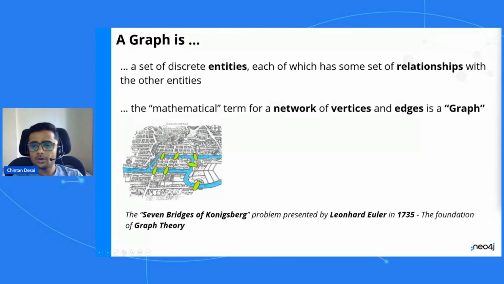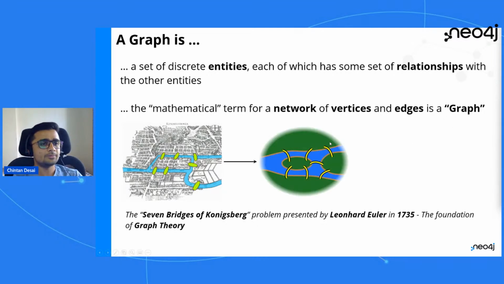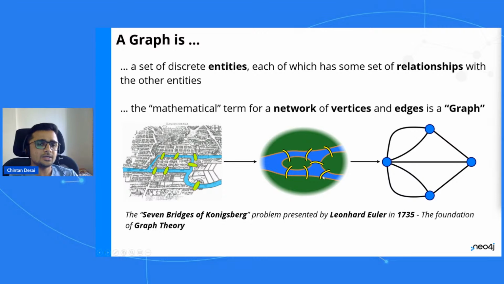The problem was, is there any possible route through which we can cross every bridge at least once and only once? You start from here, you cross all the bridges only once, and then you complete your journey. To represent this problem, a mathematician called Leonhard Euler used graph theory. He represented the problem like this: these are the two land masses, and these are the islands created by the river, and these are the areas on the sides of the river.